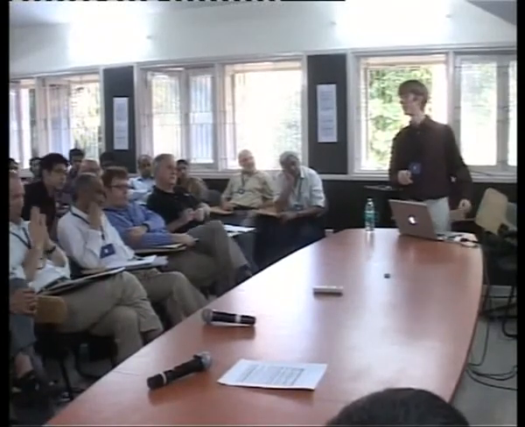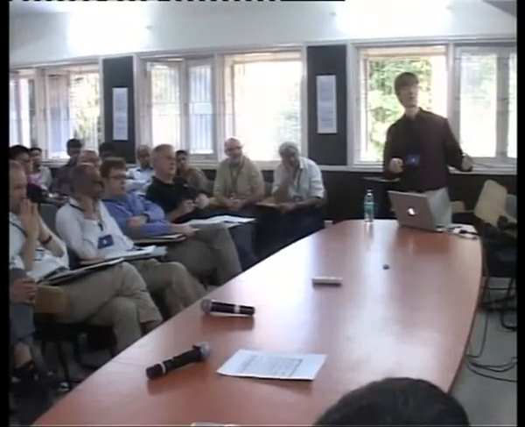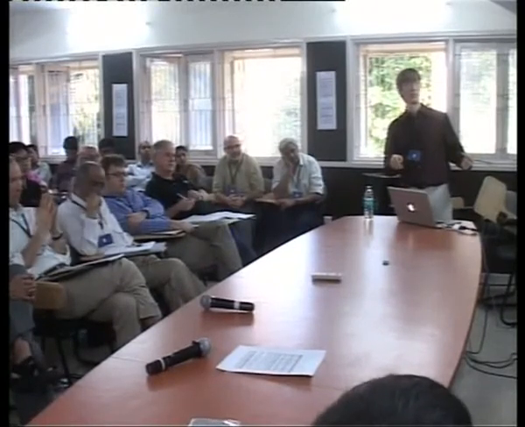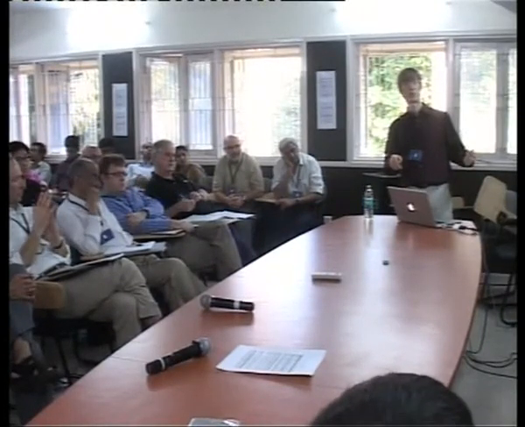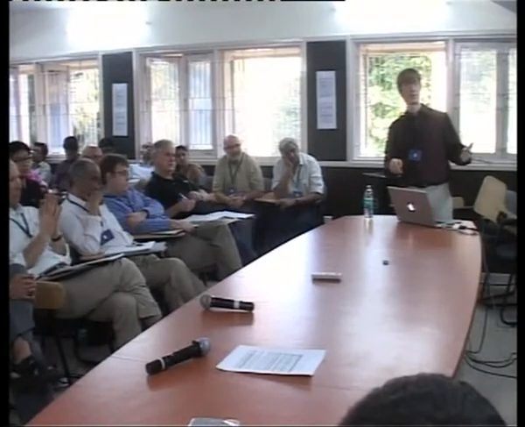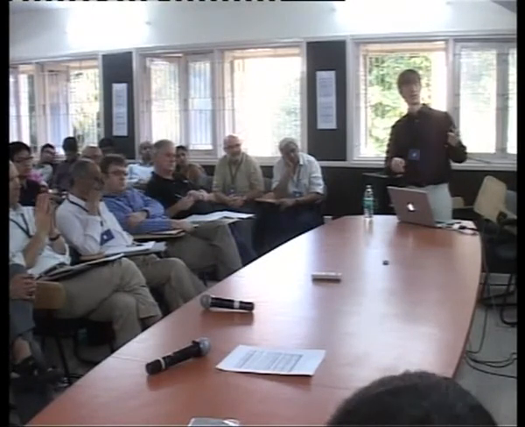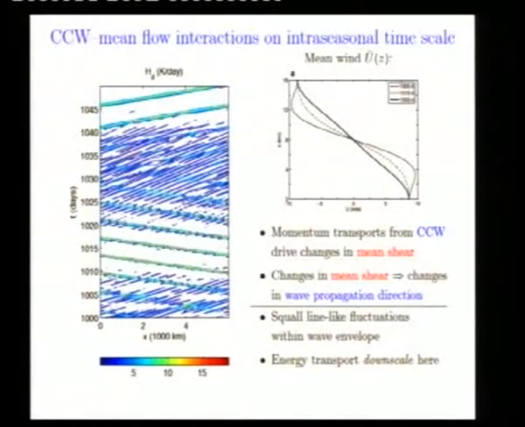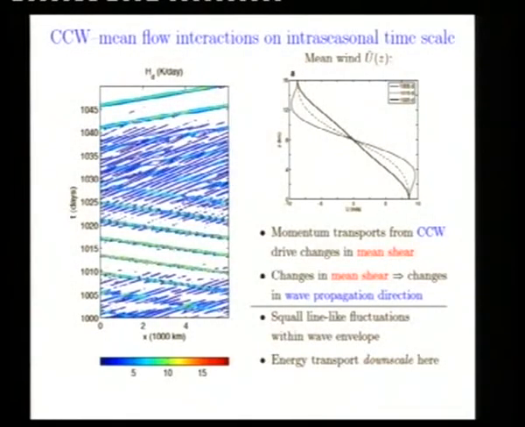Before I move on to the next slide, I should make sure I mentioned all these things here. So I just described how this interaction works between the shear and the wave propagation direction. I should also point out that it's interesting that sometimes we get a more or less coherent synoptic scale feature, but at other times it's an actual wave envelope on the synoptic scales with squall line-like features within it. And this is going to come up later in the talk. I should also mention that here the mean wind was damped, so this is downscale energy transfer.